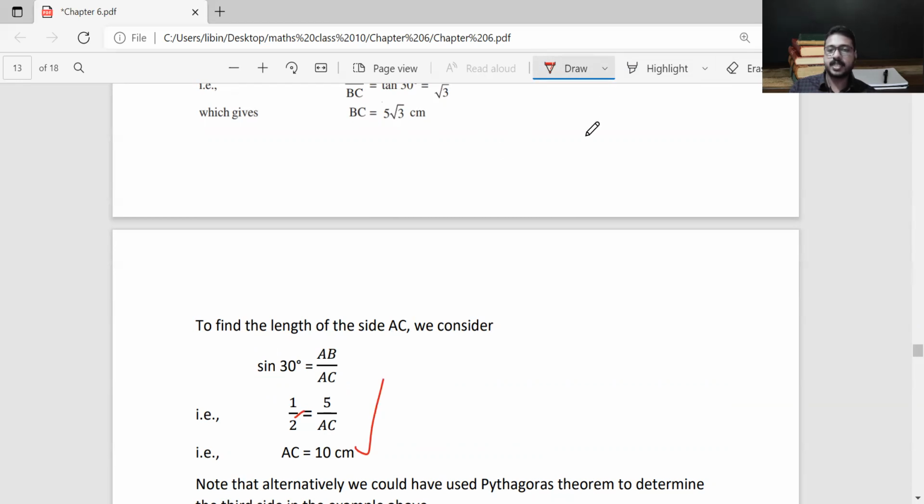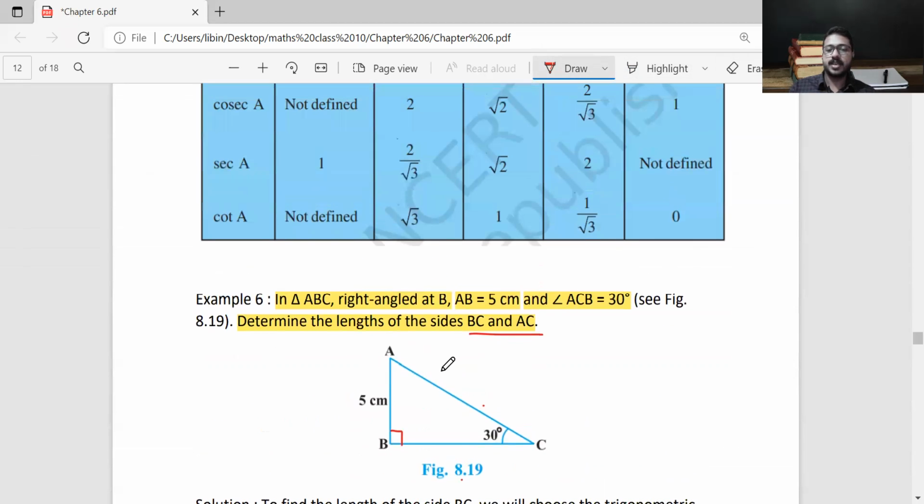Therefore, AC is equal to 10 centimeter. So we just found out the value of AC as 10 centimeter. And then there are two ways, alternative ways. Many ways actually, in mathematics there are many ways for solving the same question. We only need the correct answer.